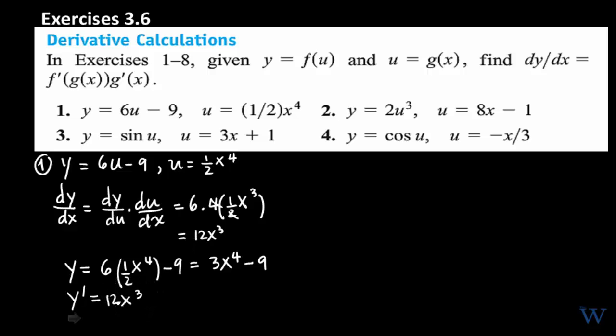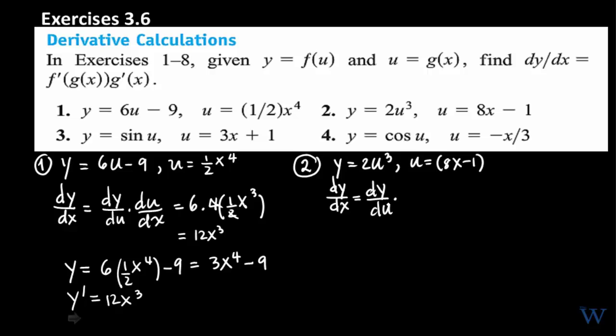Okay? Now let's look at number 2. Again, I will use the Leibniz notation first. So y is equal to 2u cubed, but u in itself is 8x minus 1. So for dy by dx, remember we want to take the derivative of y with respect to x. However, y is in terms of u, so take dy by whatever it's acting on, du. Now, to get rid of that, you need to take the derivative of u. That's why you multiply by the derivative of u with respect to x, so that we will be able to get what we want, dy by dx.